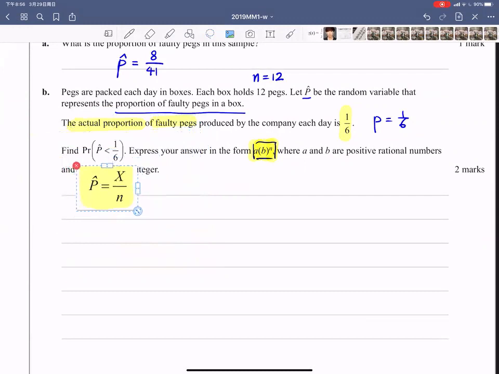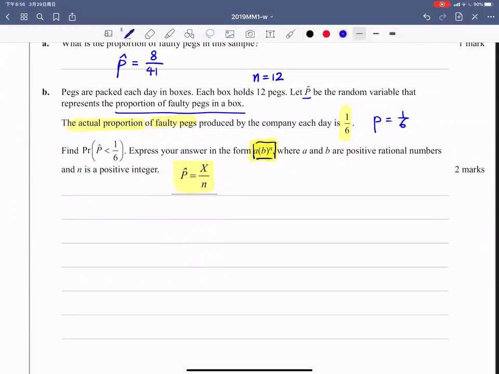That's too big. Let's make it smaller. All right. If I'm referring to that little formula here, what does big X represent? What does n represent? All right, n is 12, right? So if you multiply both sides by n, your X will be n times p hat. Therefore, the original probability p hat smaller than 1/6 could be re-expressed as n times p hat smaller than n times 1/6. What is your n value?